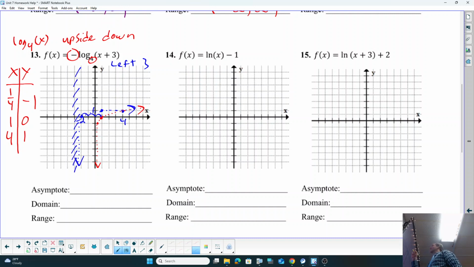But the problem is there's a negative. So we have to flip it upside down. That means this point actually goes down here, right? And so this point stays the same. This point goes down here. And then this original one, which is over 4 and up 1, is going to come down here. And so our graph is now upside down. And so here's our actual answer, graphing it by hand and upside down.